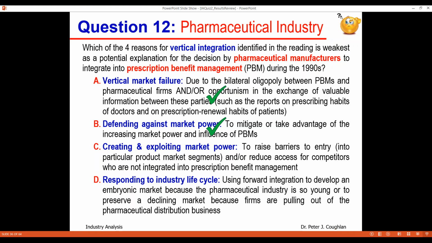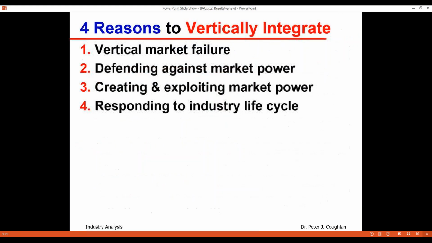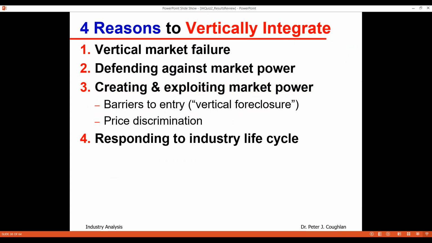reasoning. What about creating and exploiting market power? This is the idea, instead of defending against somebody else's market power, try to create market power for yourself. The reading gives two different examples of that. One is creating barriers to entry, right? Basically, if I buy my buyer, and my buyer is a lot of the market, I can prevent others from accessing that buyer. If I buy a PBM and I have an exclusive deal with that PBM, other pharmaceutical companies won't be able to get into the formularies for that PBM, right?